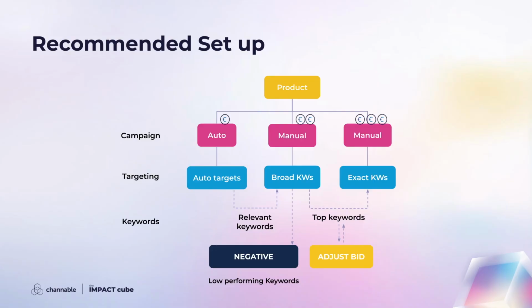Here's a setup you can create in Channable, which provides an optimal ad structure and enables keyword harvesting. First, we create 3 generators, 1 automatic and 2 manual. The difference between the manual campaigns is the keyword match type, so we have a broad and an exact. We then have a smaller budget for the automatic campaign, then a medium budget for the broad campaign, and a larger budget for the exact campaign.